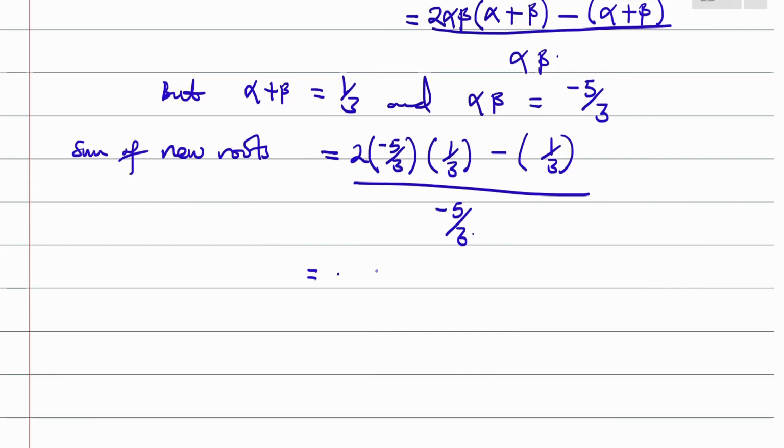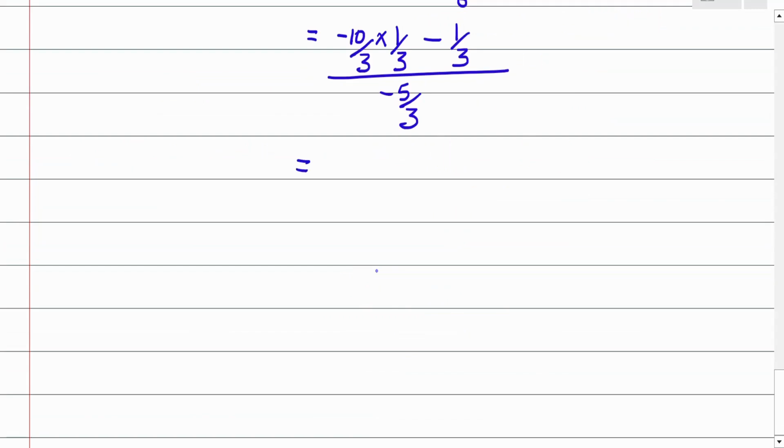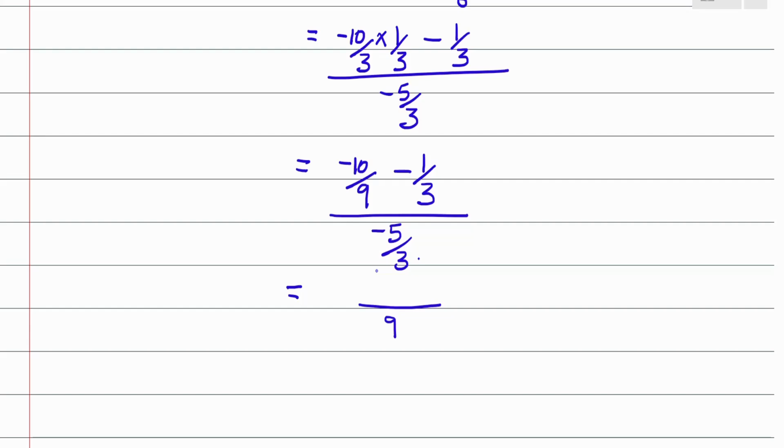Let's simplify it further. So in here we are getting negative 10 out of 3 multiplied by 1 out of 3, minus 1 out of 3, divided by negative 5 out of 3. As we simplify this, we are having negative 10 divided by 9 minus 1 out of 3, the whole of it divided by negative 5 out of 3. So this is the same as, when we look at the numerator here, the LCM is 9, so we can have 9. 9 divided by 9 is 1.